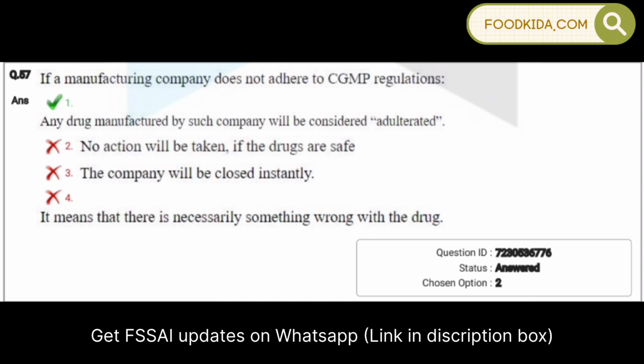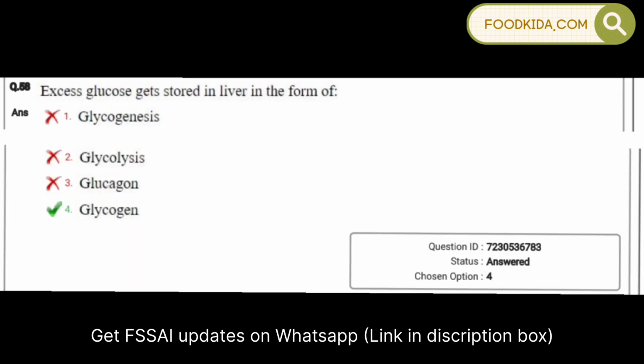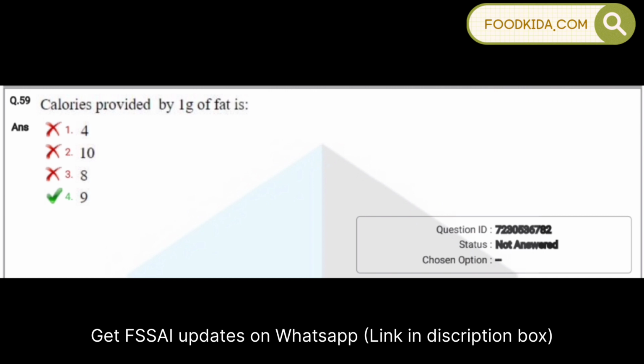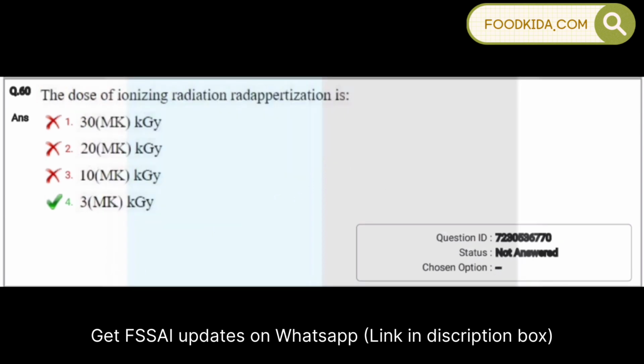If a manufacturing company does not adhere to CGMP regulations, so any drug manufactured by such company will be considered adulterated. Excess of glucose gets stored in the liver in the form of glycogen. Calories provided by 1 gram of fat is 9. The dose of ionizing radiation of radappertization is 3 kGy. Radappertization is radiation sterilization.